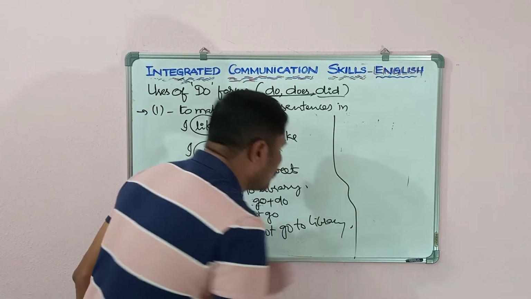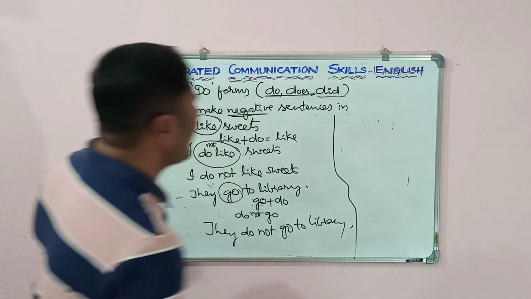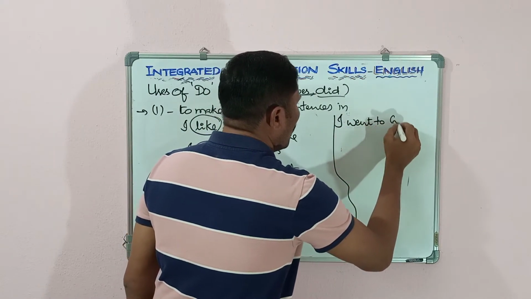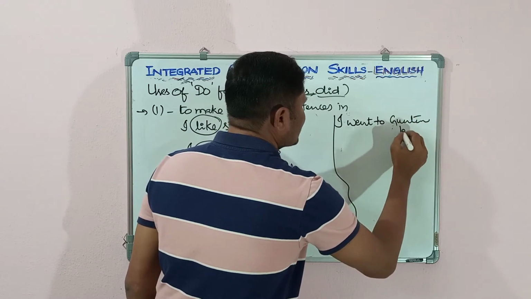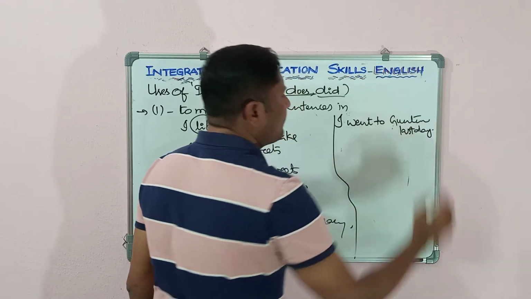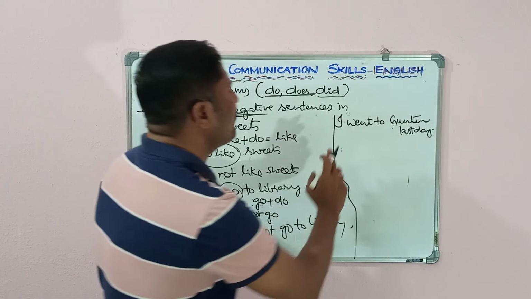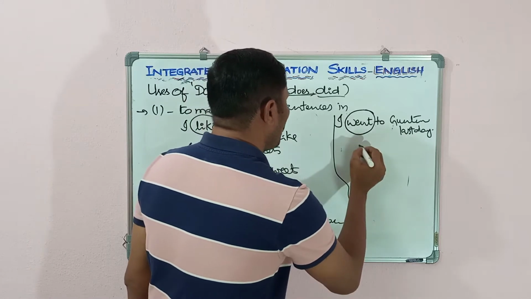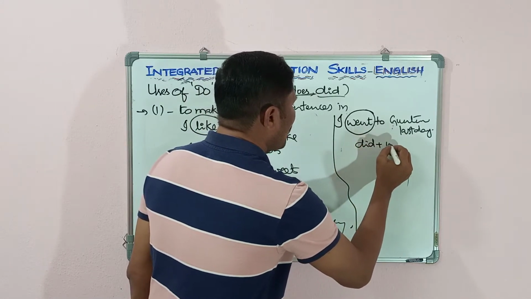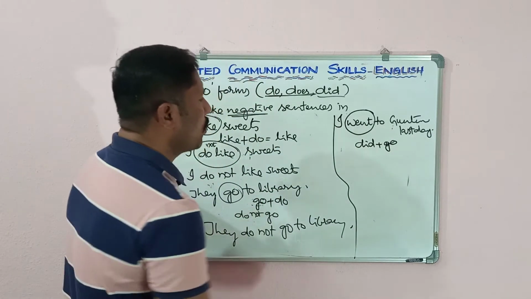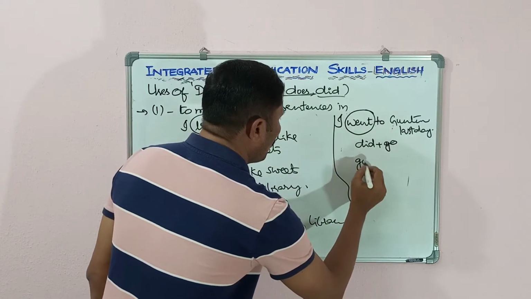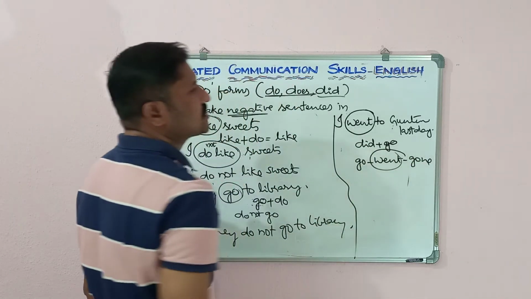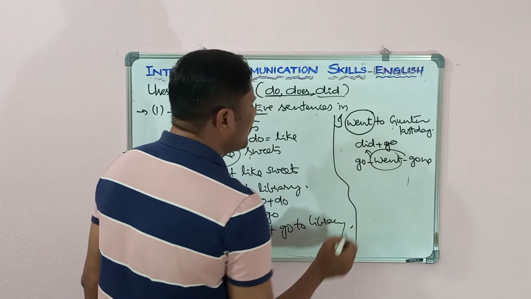But what about negative sentences in the simple past? I went to Guntur last day. This is a simple past tense sentence. I went to Guntur last day. What is the base verb here? Went. Main verb went. So went is nothing but did plus go. Sorry, go, went, gone. This is the past form. This went is equal to did plus go.